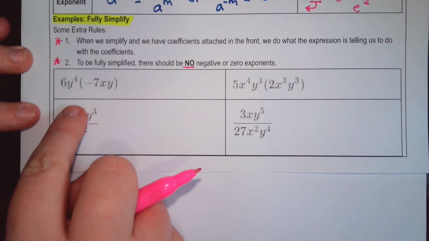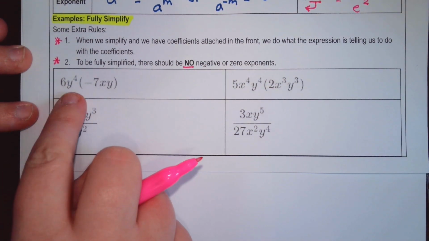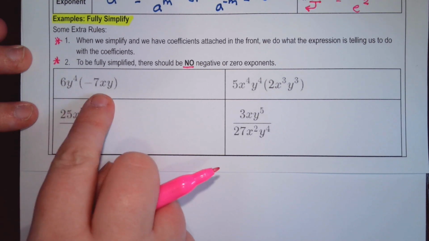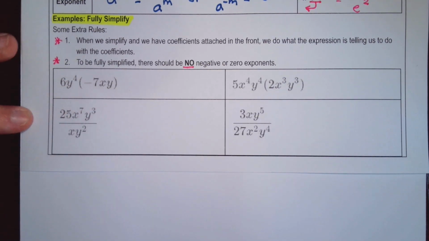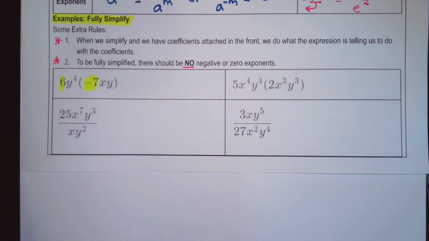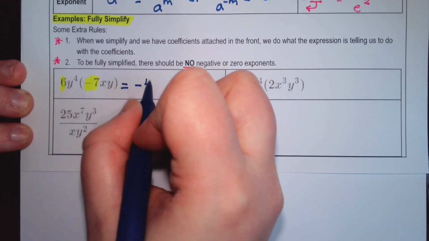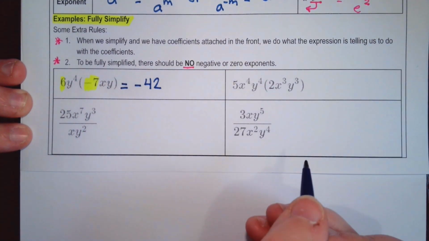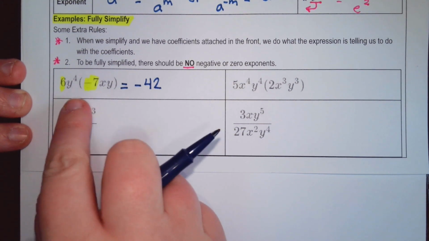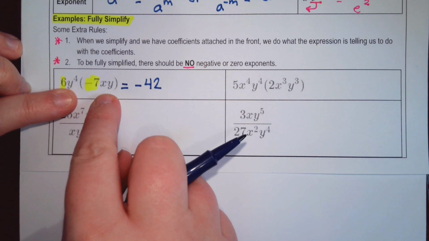All right, so here, let's look at this one. It's straight up multiplication. So we have 6y to the 4th times negative 7xy. Well, the 6 and negative 7, since those are coefficients attached in front, we just multiply them straight out. So we get negative 42. Then we find our common bases.